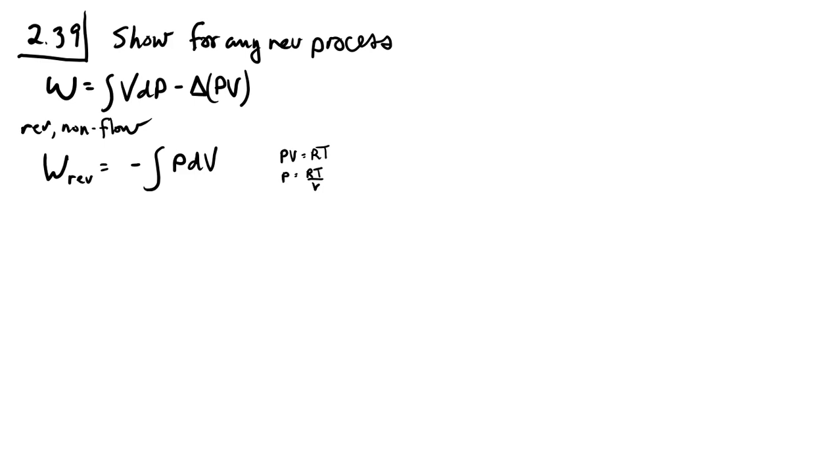But we're not told what the equation of state is for this fluid. We're told it's arbitrary. Let's write this down just so we keep it in mind. It's an arbitrary process. So all that we know is it's reversible, it's non-flow, it's arbitrary. This could be a liquid, this could be an ideal gas, this could be a van der Waals gas, whatever kind of fluid it is. So we can't really do anything with that. So what are we left with?